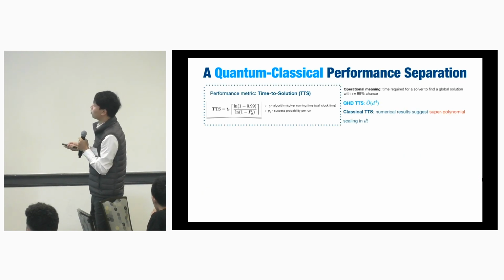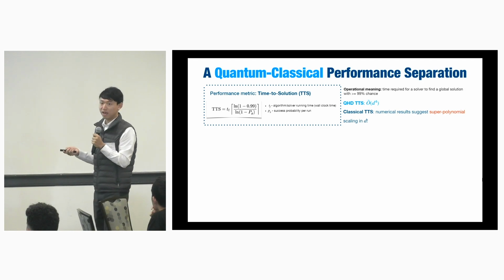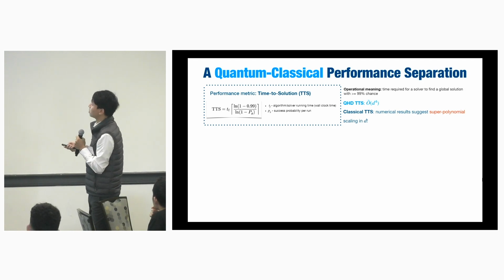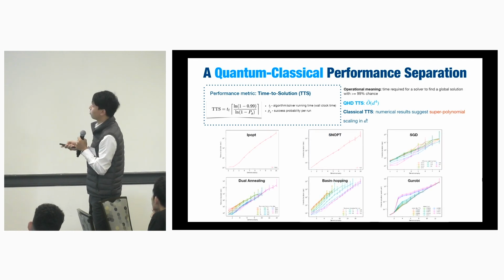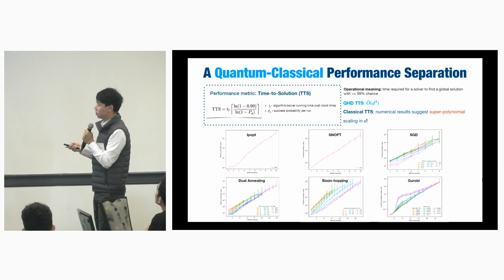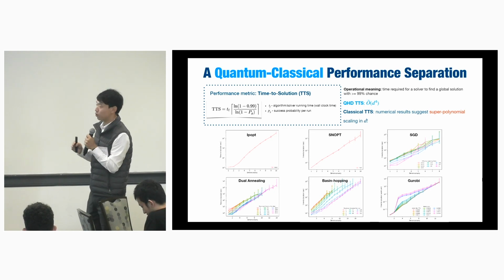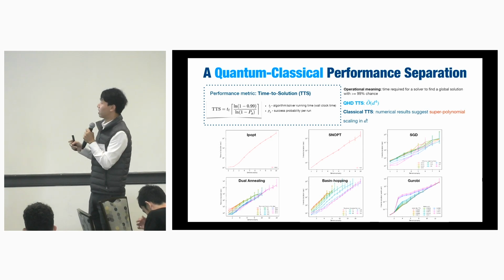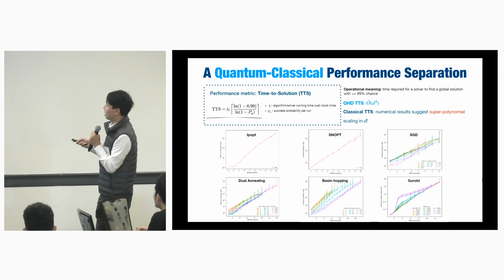And here I want to show you how classical optimizers behave on this problem. So here we use the performance metric called time to solution, or TTS. The operational meaning of the TTS is the time required for a solver to find a global solution with at least 99% of success probability.